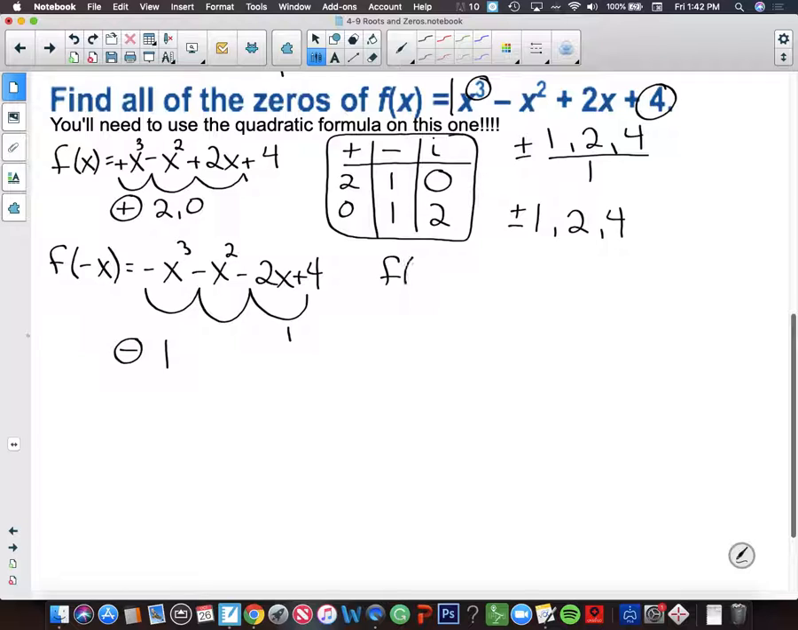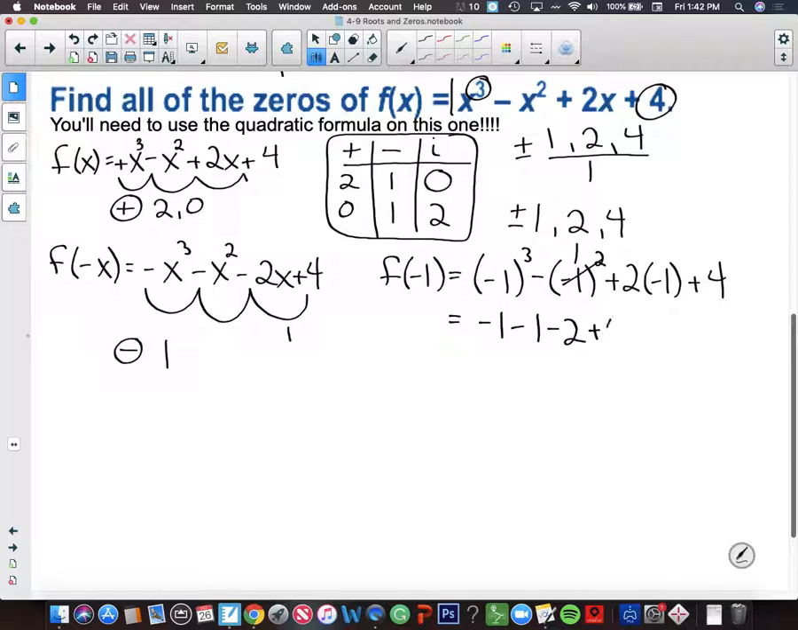Okay, so let's try f of negative 1. Plug it in. So negative 1 cubed minus negative 1 squared plus 2 times negative 1 plus 4. Okay, so this would give me a negative 1. That turns into a positive, so we have another negative 1 minus 2 plus 4. That will equal 0. So that's the 0 that we want, or that's the factor that we want. Negative 1. So let's divide it out.